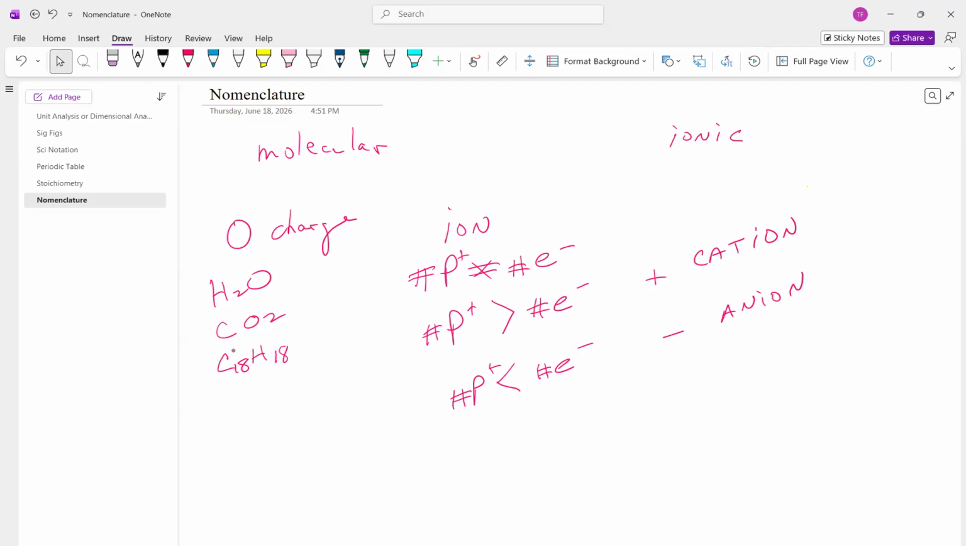With covalent, there's no charge. There's no way to figure out the number of atoms of each, so you have a numbering system built in. Mono, di, tri, tetra, penta, hexa, hepta, octa, nona, all the way up to deca.